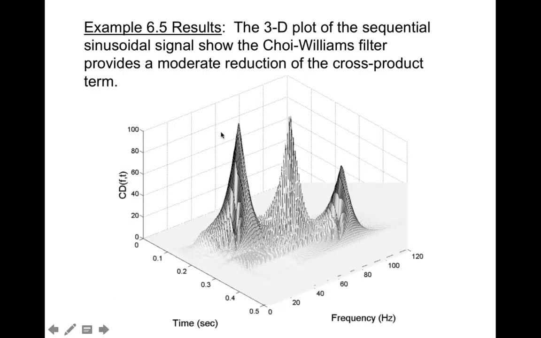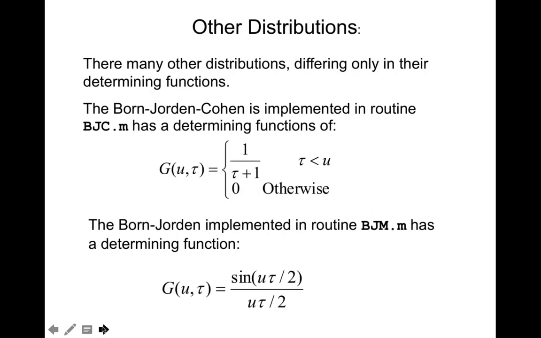So here's an example of that sequential sinusoidal signal with that Choi-Williams filter applied. You can see that compared to one of the previous examples, where we had little peaks here and here, and then a giant peak in the middle representing those cross terms, we have far fewer. We don't have nearly the density of terms, and we don't have the amplitude of terms. So Choi-Williams did provide a moderate reduction in those cross product terms. There are lots of others.